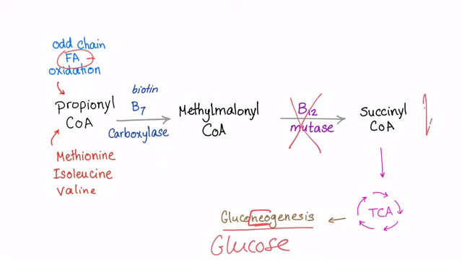In vitamin B12 deficiency, mutase cannot work. So succinyl-CoA will be decreased. Energy production will be decreased. Methylmalonyl-CoA will increase. So this is a huge difference between folate deficiency and B12 deficiency. Only B12 deficiency will have a high methylmalonyl-CoA.